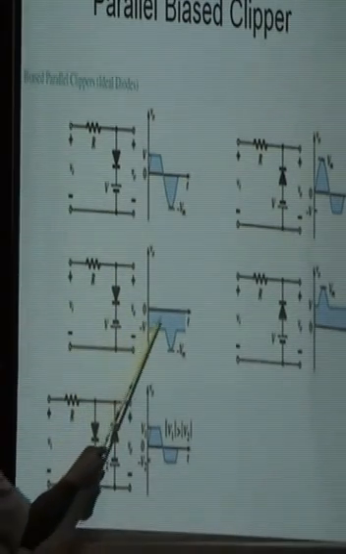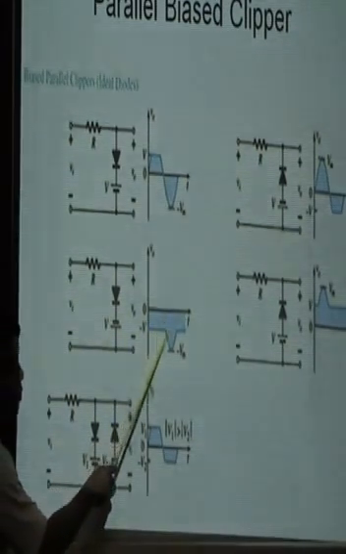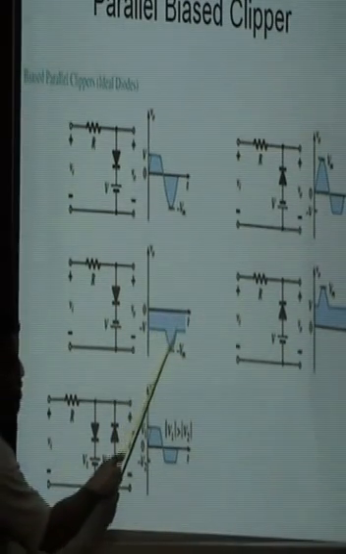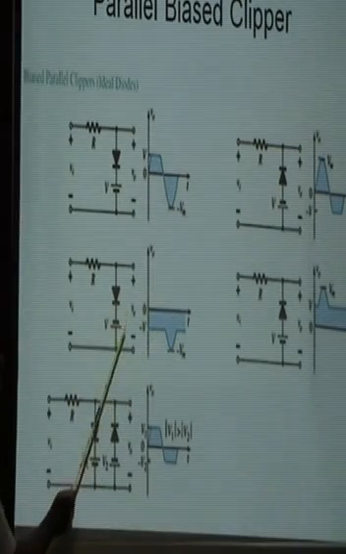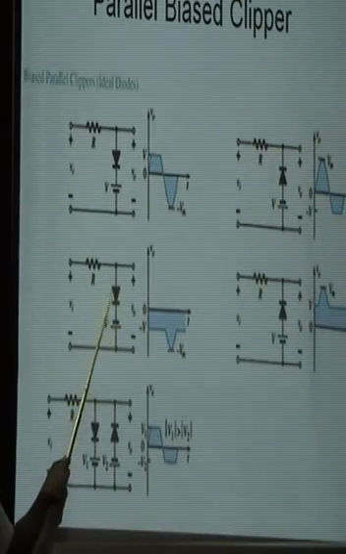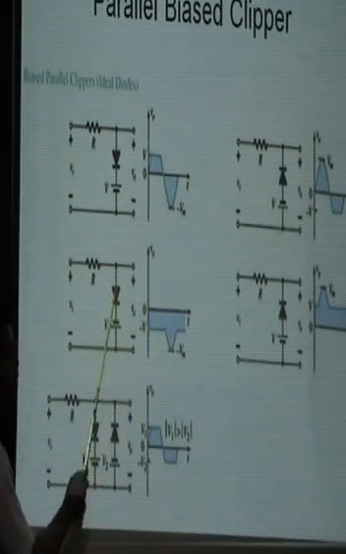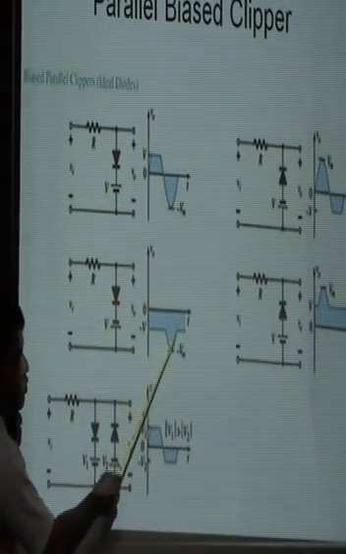So Vi again appears from here to here. In this way, again I repeat, from here to here. So two waveforms are there, one due to V and another due to the diode. Due to V the waveform is here, and due to the diode the waveform is here to here.